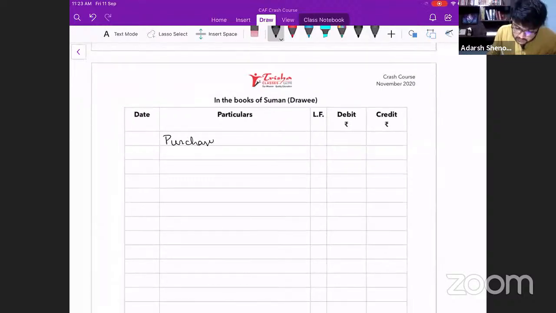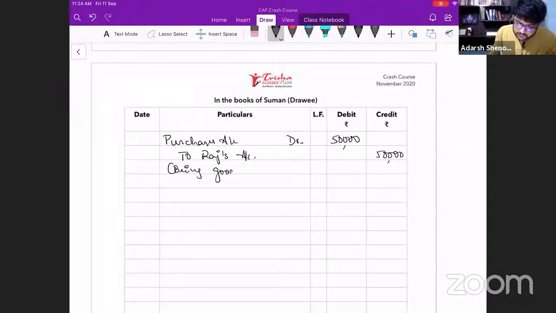Purchase account debit, an expense, booked to Raj's account, a creditor recognized, 50,000 rupees. Being goods purchased on credit.